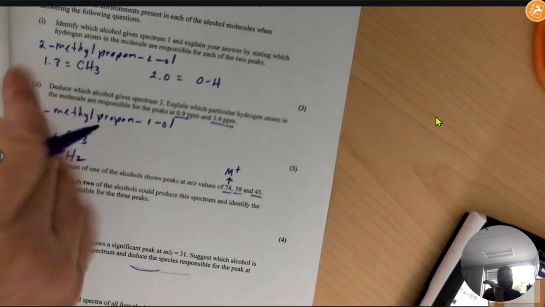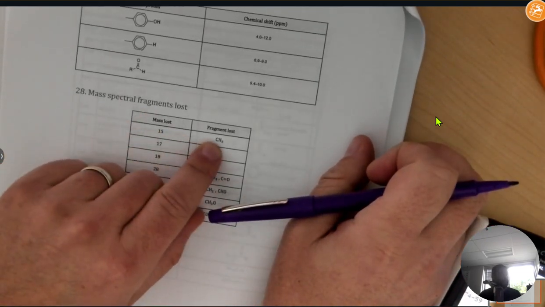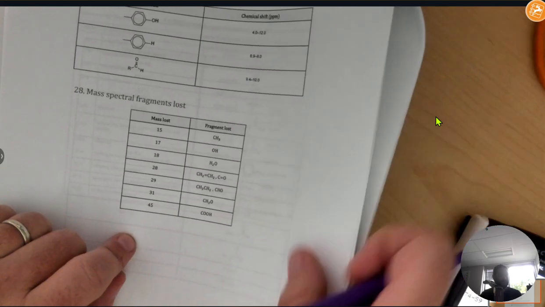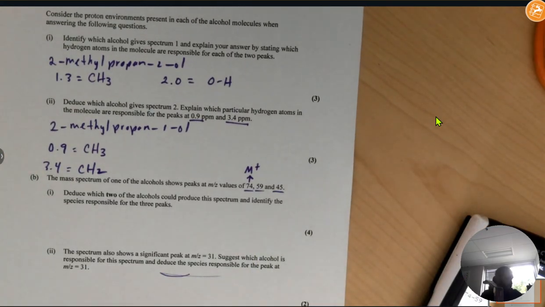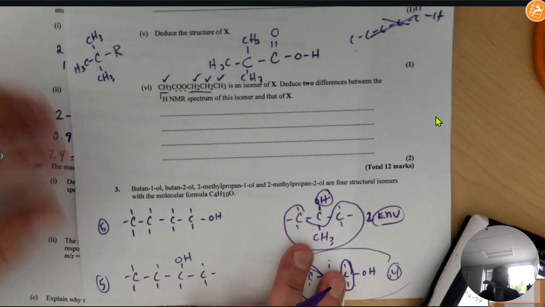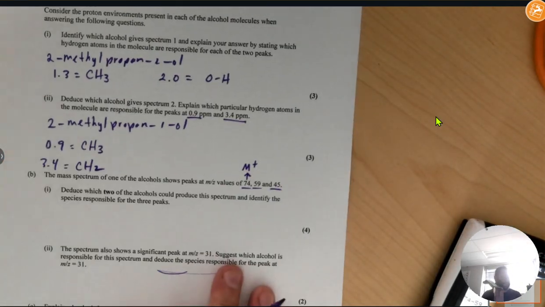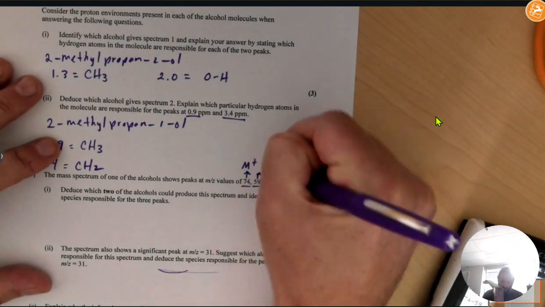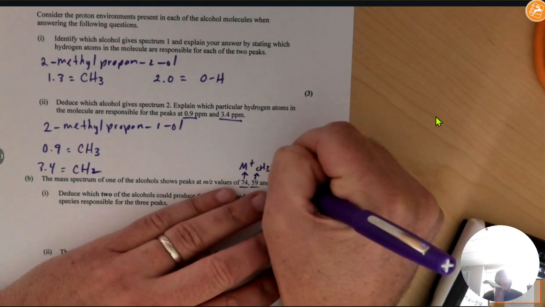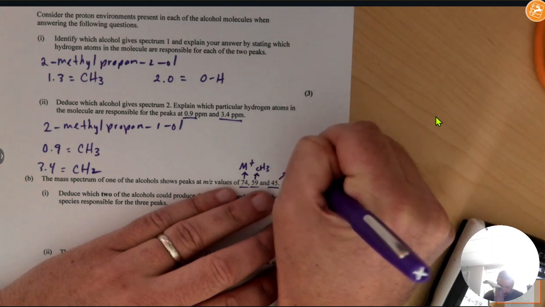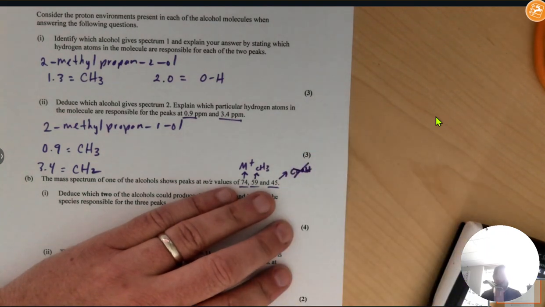If I look at table 28, a mass of 15 indicates that a methyl group was lost. So our alcohol, if it's going to produce that mass spec, has to have a methyl group. Well, they all have methyl groups, so they'll all have that peak. Now for 45, the data booklet will tell you that it's for the carboxyl group in a carboxylic acid, but that can't be the case here because these are alcohols.